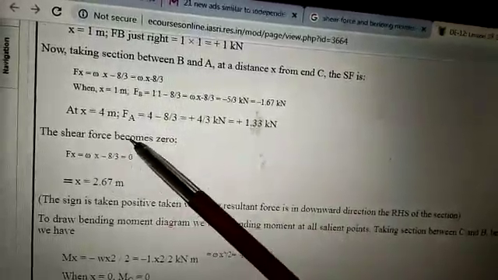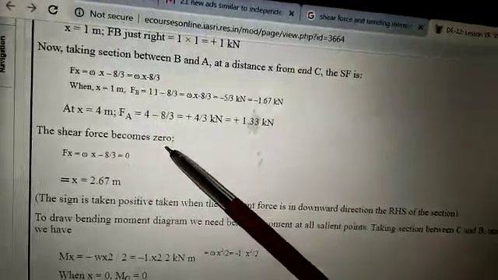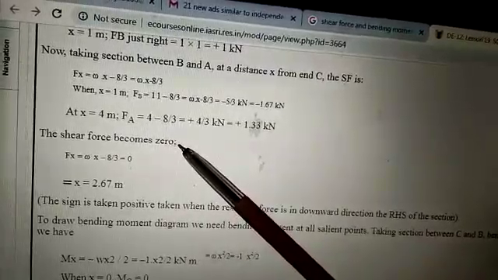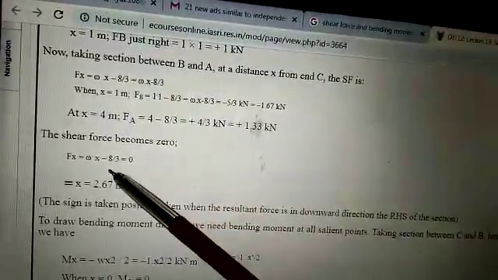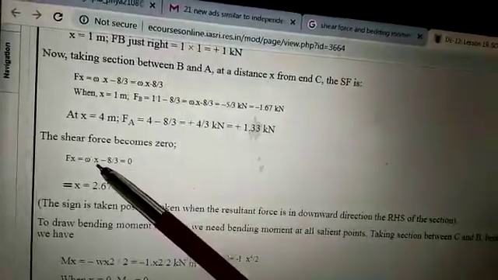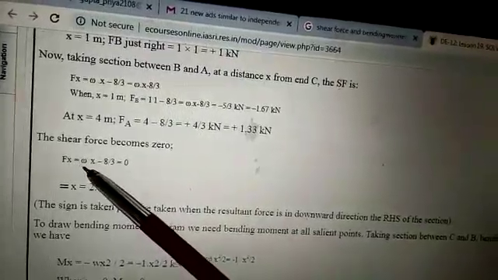The shear force becomes 0 at a point. Now we have to calculate at what distance our shear force comes out to be 0.